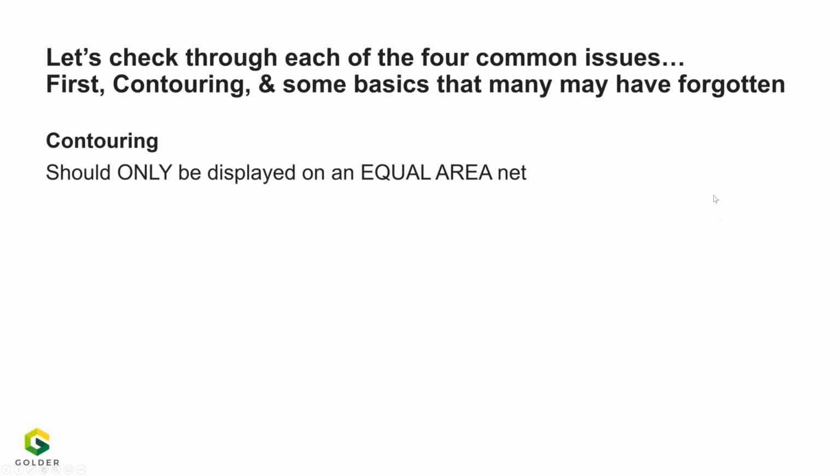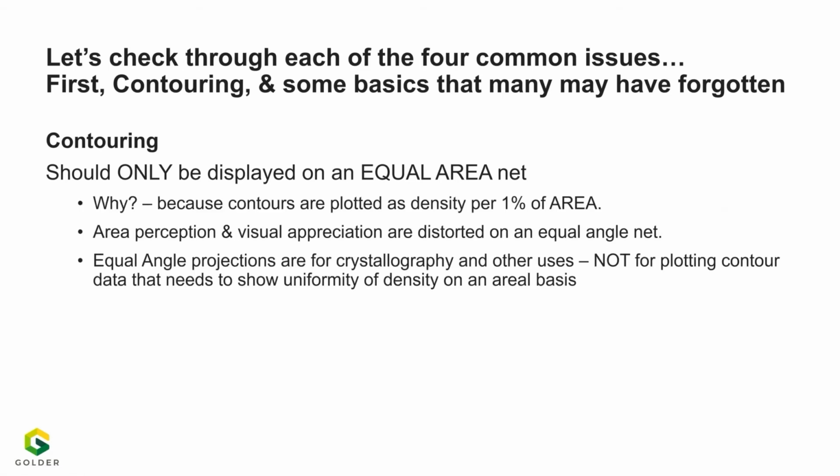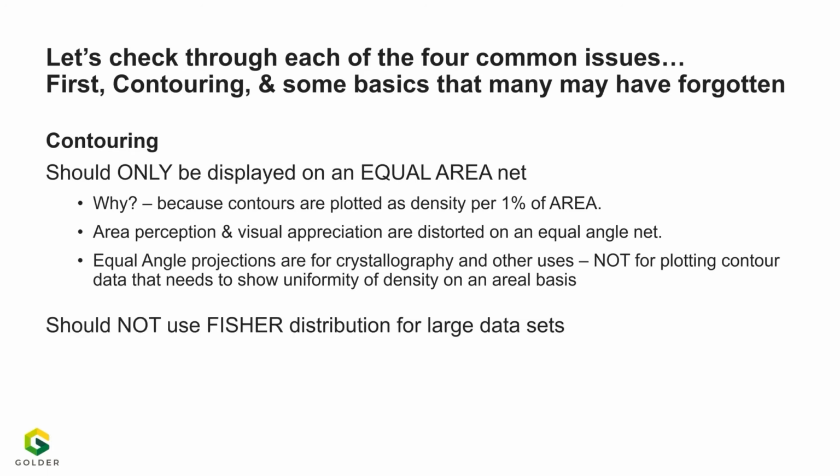To start with, let's look at some conventions. Contouring should really only be shown on an equal area net. Why? Because it's actually a density that we're trying to plot. We really want to have a visual of the dominance of zones on the net by eyeball. Equal angle projections were developed for crystallography, and they're great for those sort of uses, stresses, etc. But they shouldn't be used for contouring.